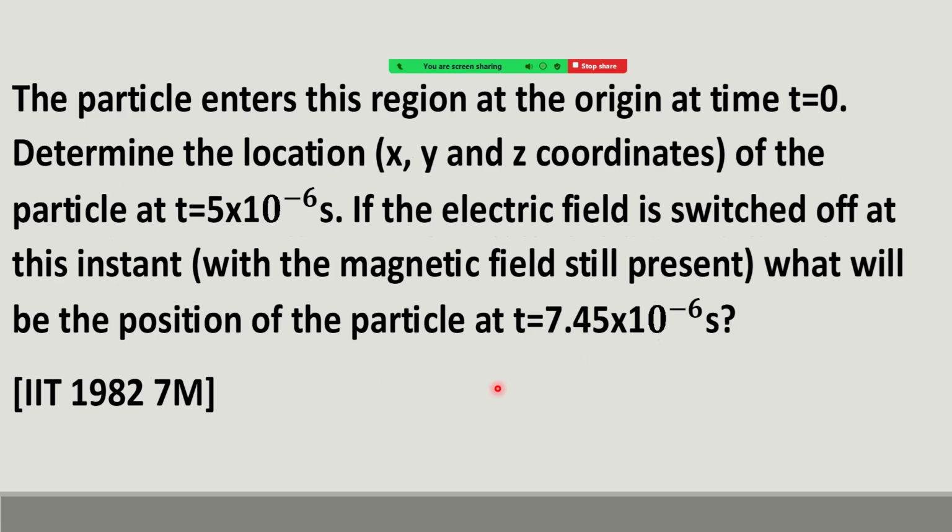See what we have to calculate. The particle enters this region at the origin at time t equal to 0. Determine the location of the particle at t equal to 5 × 10^-6 second. If the electric field is switched off at this instant and the magnetic field is still present, what will be the position of the particle at t equal to 7.45 × 10^-6 second?